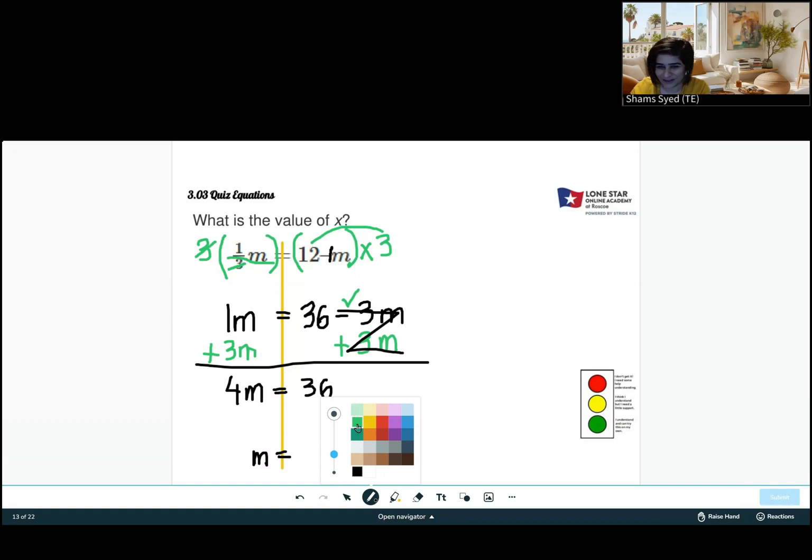Vida, absolutely right. 36 divided by 4 gives you the value of m to be 9. Andromeda, absolutely. Now we solved the puzzle. You remember that, right? How we got rid of the denominator so easily. Multiply the entire equation by the denominator and just get rid of it.